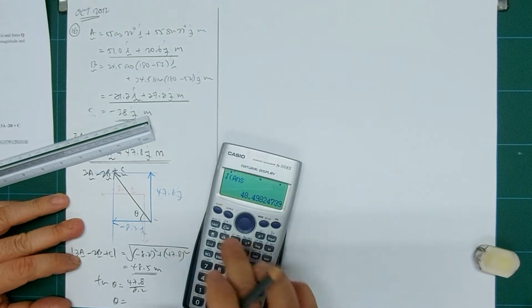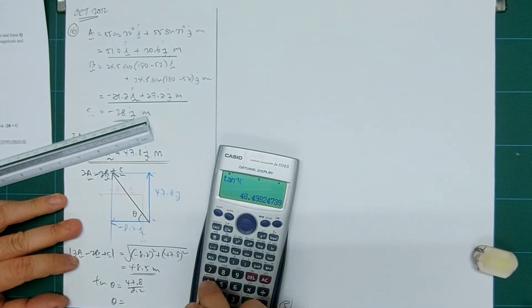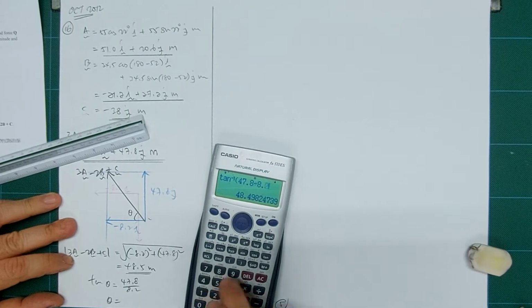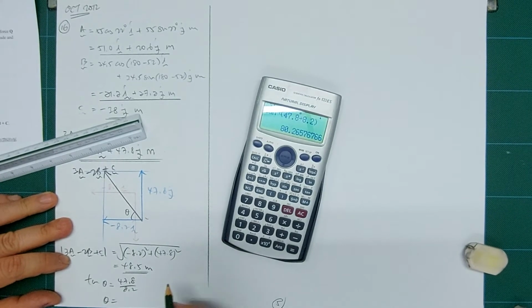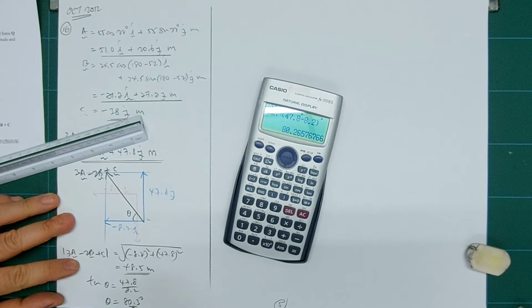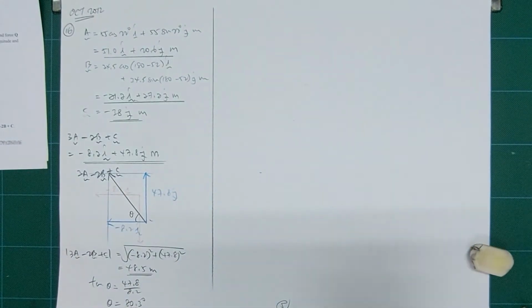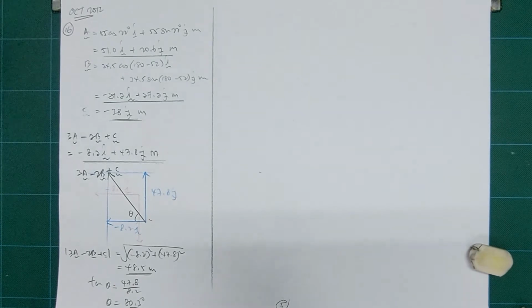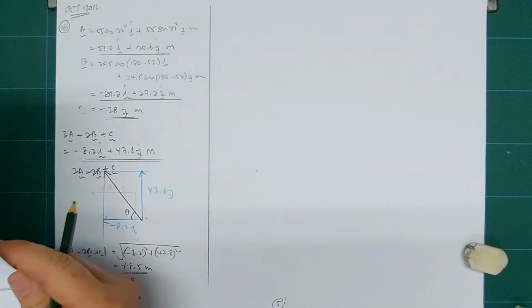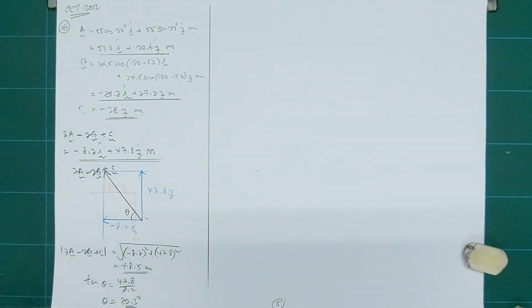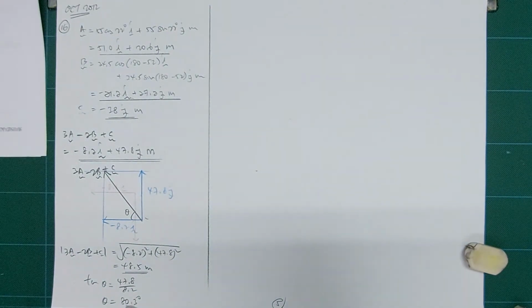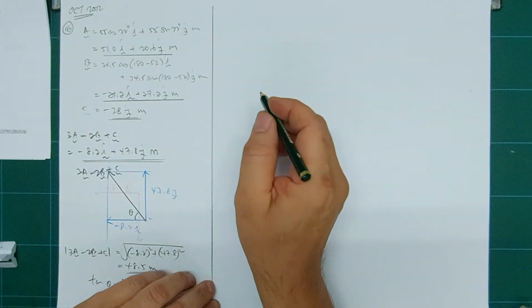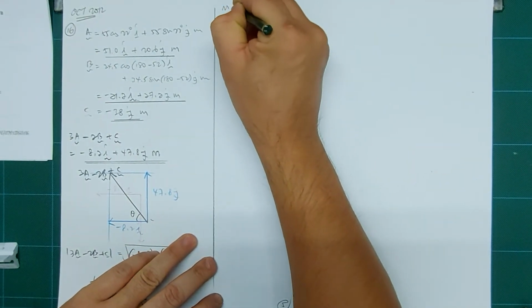Tangent theta is 47.8 over 8.2. So our theta will be arctangent 47.8 divided by 8.2, which gives 80.3 degree. So that's our answer for question 16. Next, question 17. That one will be from March 2012.